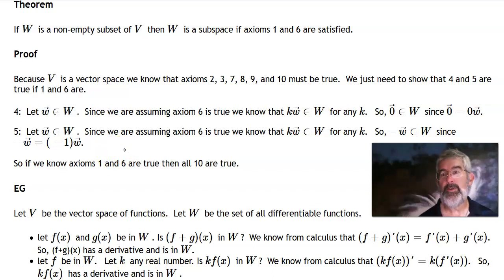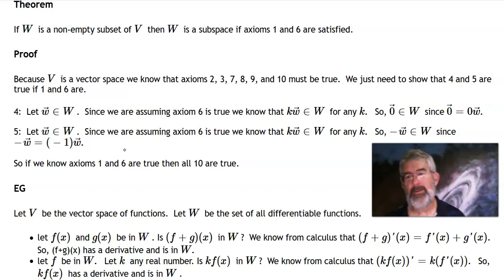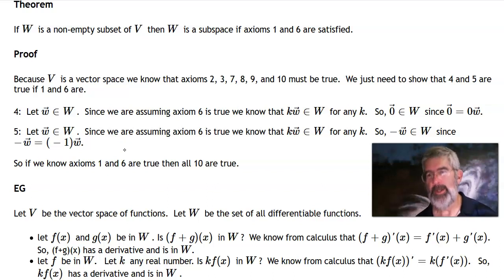So if I know it's closed under addition, and I know it's closed under scalar multiplication, axioms 4 and 5 follow as well, and all the others follow just because they're the properties of the arithmetic in V, which is the same arithmetic in W.